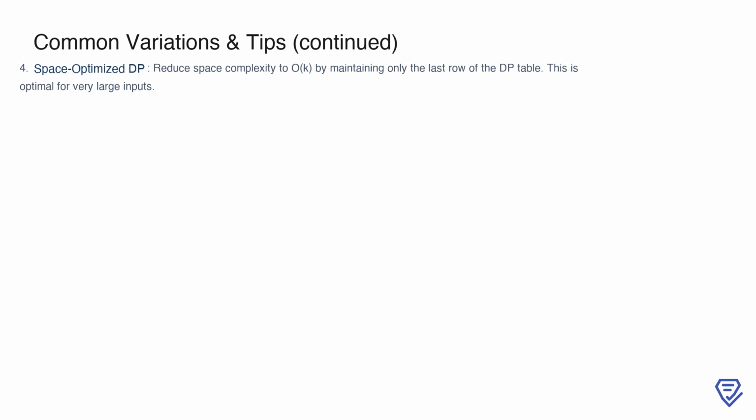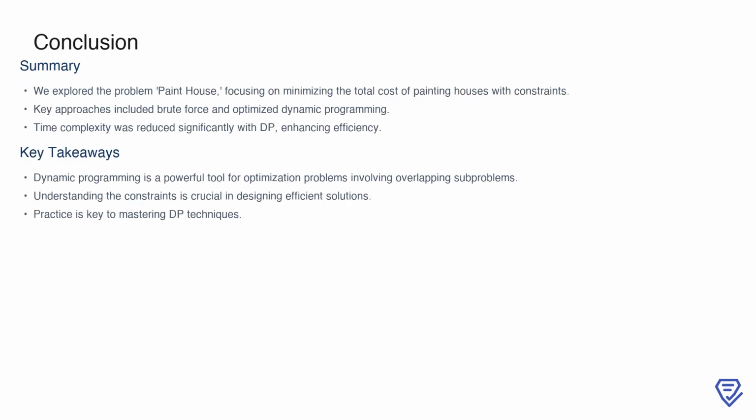For even greater efficiency, you can optimize the space usage in your dynamic programming solution by reducing it to O(k). This is achieved by maintaining only the last row of the DP table instead of the entire table. By doing so, you significantly reduce memory requirements without compromising the correctness or efficiency of the solution. This space-optimized approach is especially beneficial for scenarios involving very large inputs, where conserving memory is critical. It's a great way to demonstrate your understanding of advanced optimization techniques and your ability to adapt solutions for practical constraints. Great job on completing this problem.